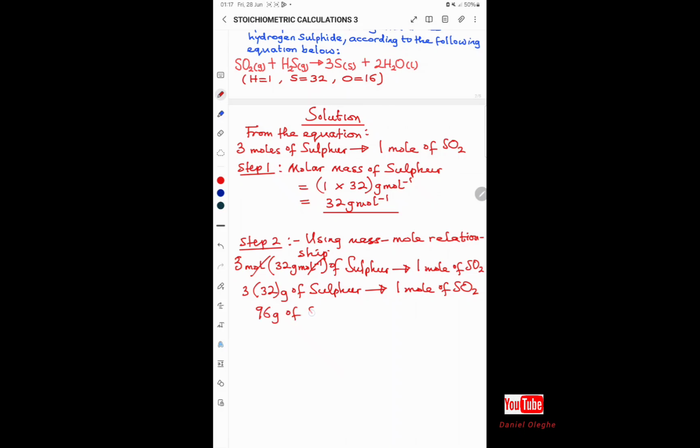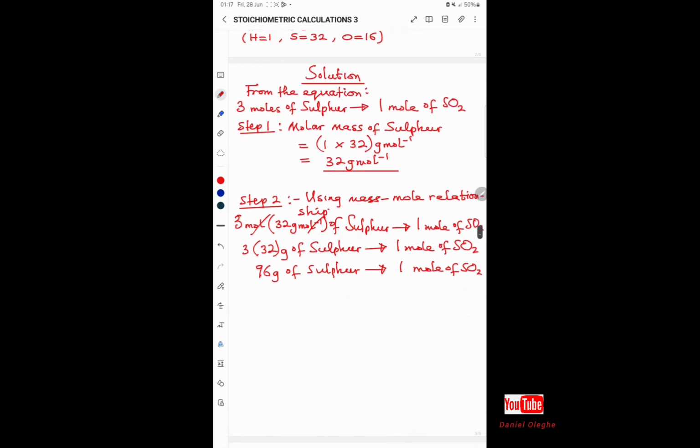When you multiply both, you have 96 grams produced by 1 mole of SO2. So that is according to the equation. The 3 moles of sulfur is what is equivalent to the 96 grams. Don't forget, we converted the mole. When you are converting mole to mass, you multiply both the mole and the molar mass of that substance together, and that is how you get the mass. So the 3 moles of sulfur is converted to 96 grams in mass. So sulfur is now in grams, and the 1 mole of SO2 is still intact.